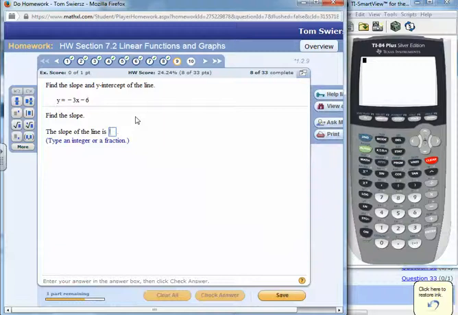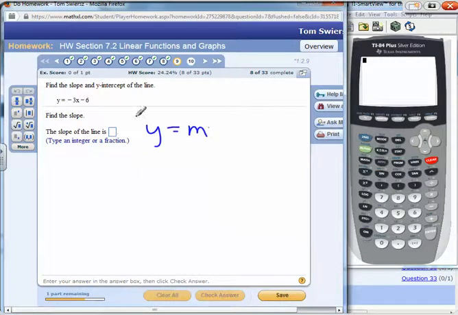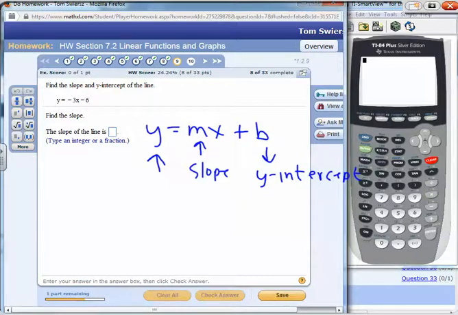Okay, find the slope and the y-intercept of the line. Now, this is using the fact, or the equation, y equals the slope times x plus b. When the equation is solved for y, the coefficient, or the number in front of x, is the slope, and the number that you're adding or subtracting is the y-intercept. If you're adding, then it's going to be positive, okay? And if it's subtracting, like a minus b, then the intercept will be negative.